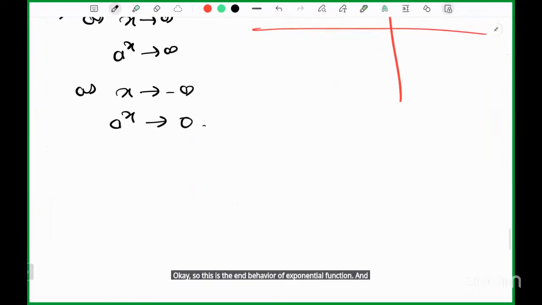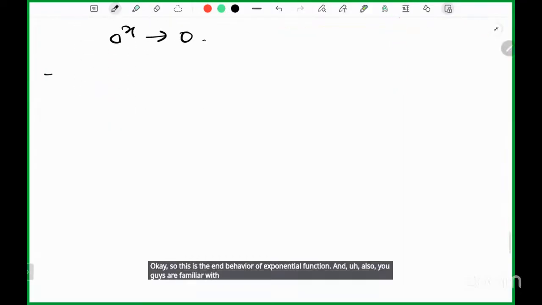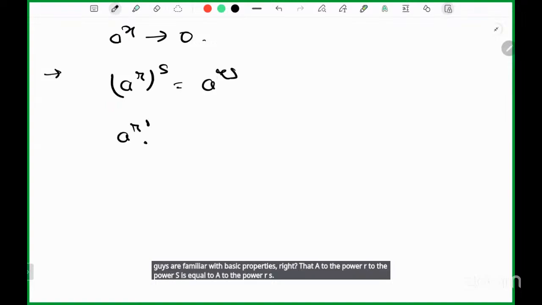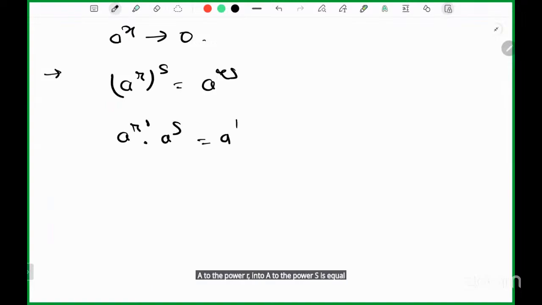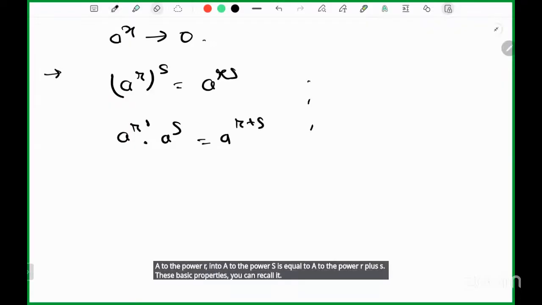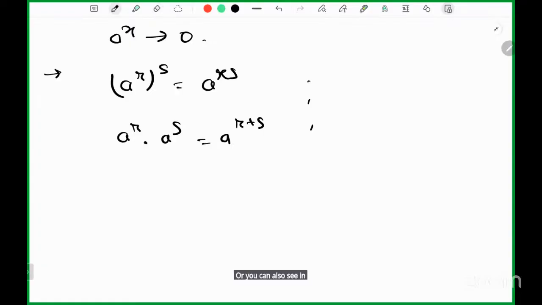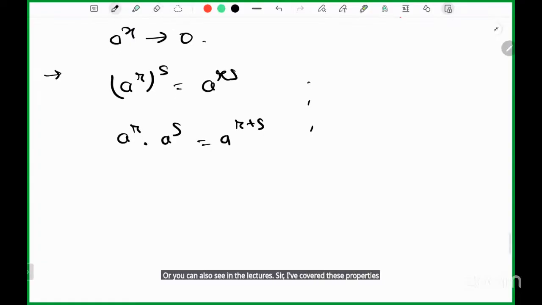And you guys are also familiar with the basic properties, right? That a to the power r, to the power s, is equal to a to the power rs. And a to the power r into a to the power s is equal to a to the power r plus s. These basic properties you can recall, or you can also see in the lectures, where I have covered these properties. These are the very basic properties.